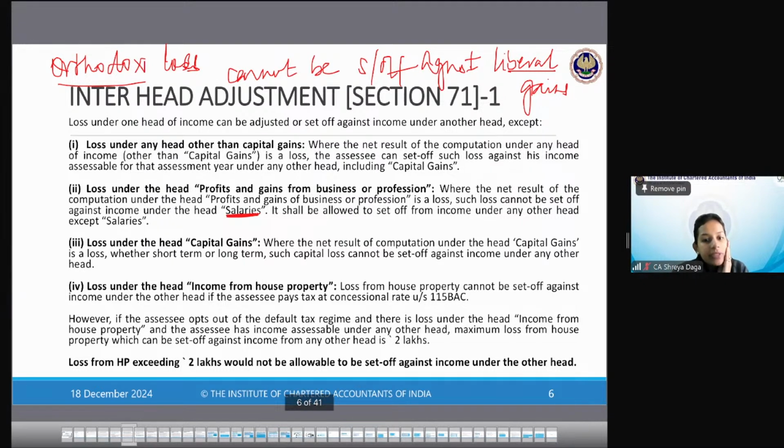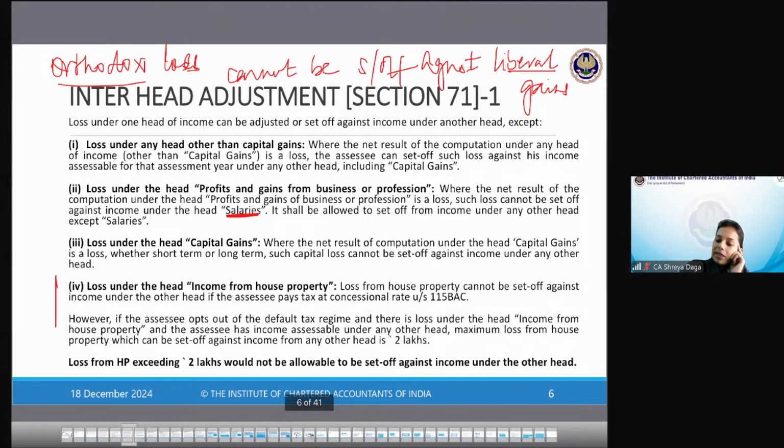Loss under the head capital gains, where the net result of computation is a loss, whether short-term or long-term, such capital loss cannot be set off against income. That is the capital gain that we were talking about. Then loss under the head income from house property. Loss from house property cannot be set off against income under the other head if the assessee pays tax under the default regime. In the default regime, loss from house property cannot be set off against any other head. But if the assessee shifts out of the default regime and goes back to the old provisions and there is loss from house property, then he can set off against any other head up to 2 lakh rupees.